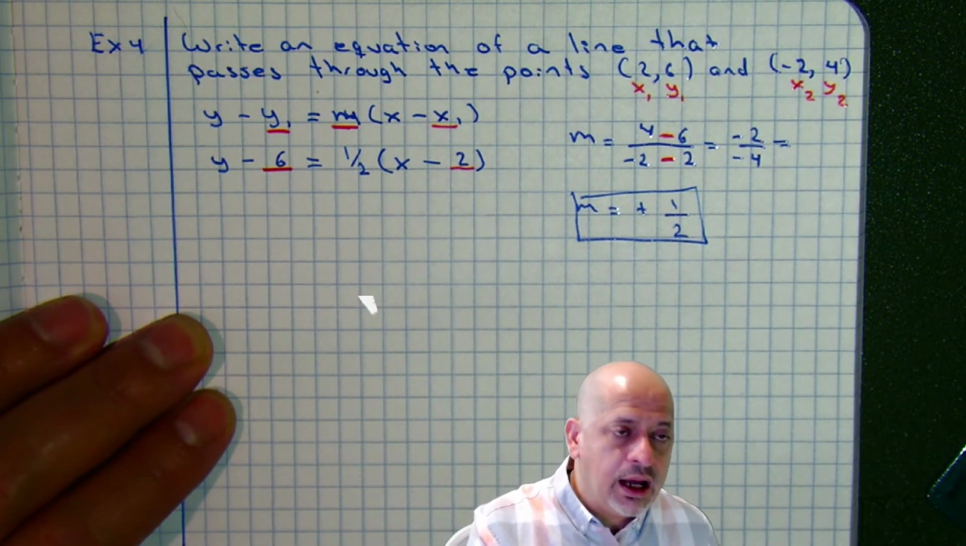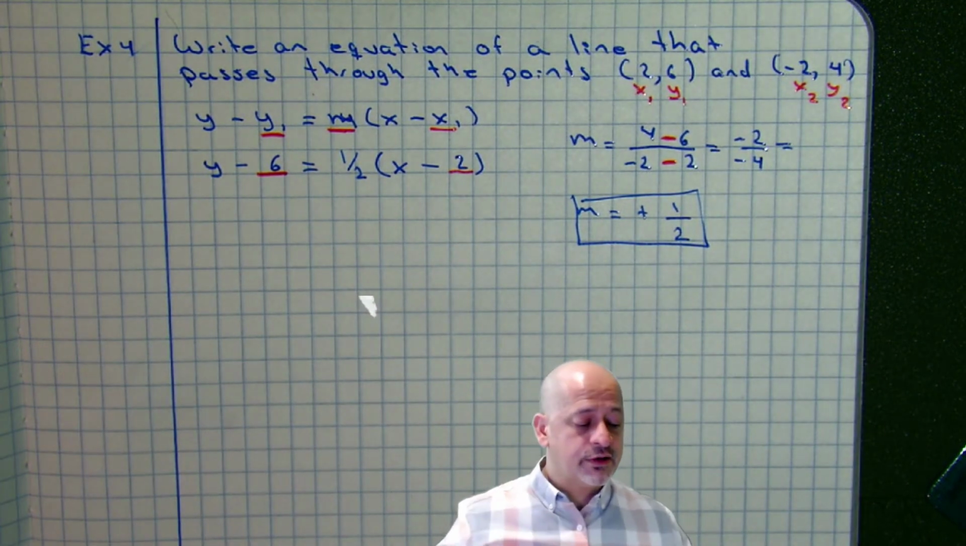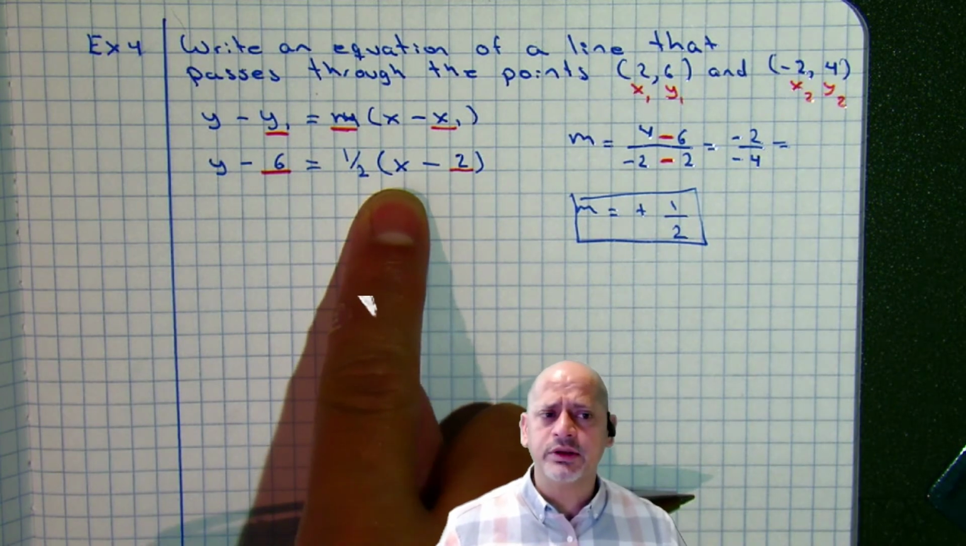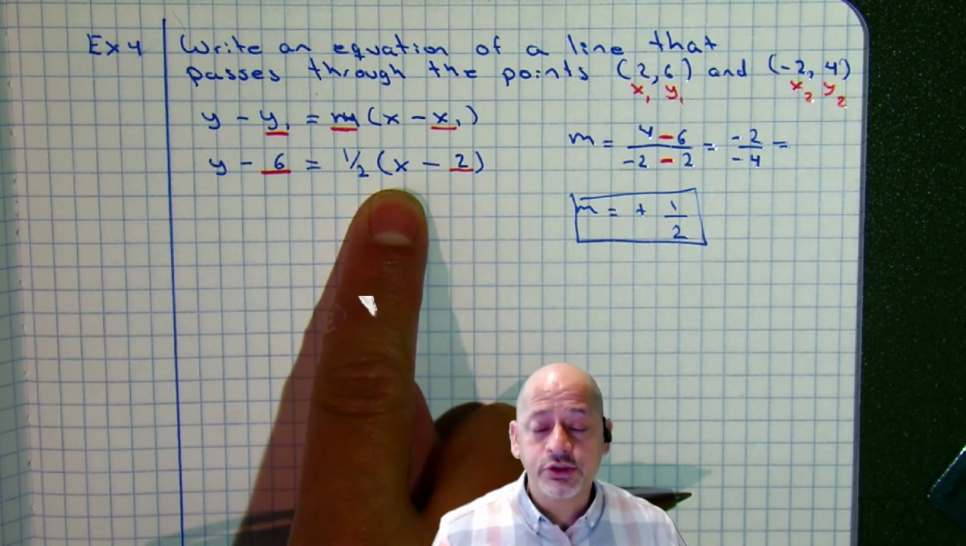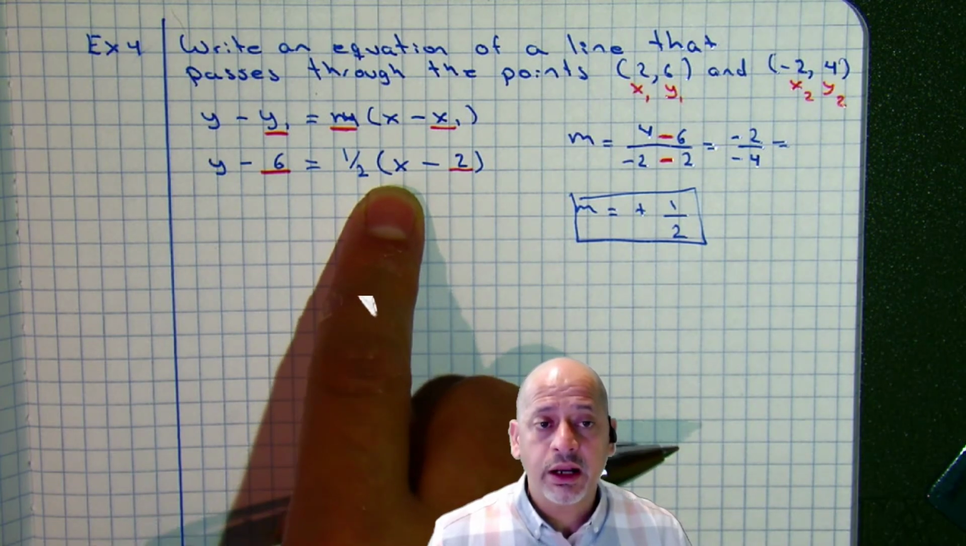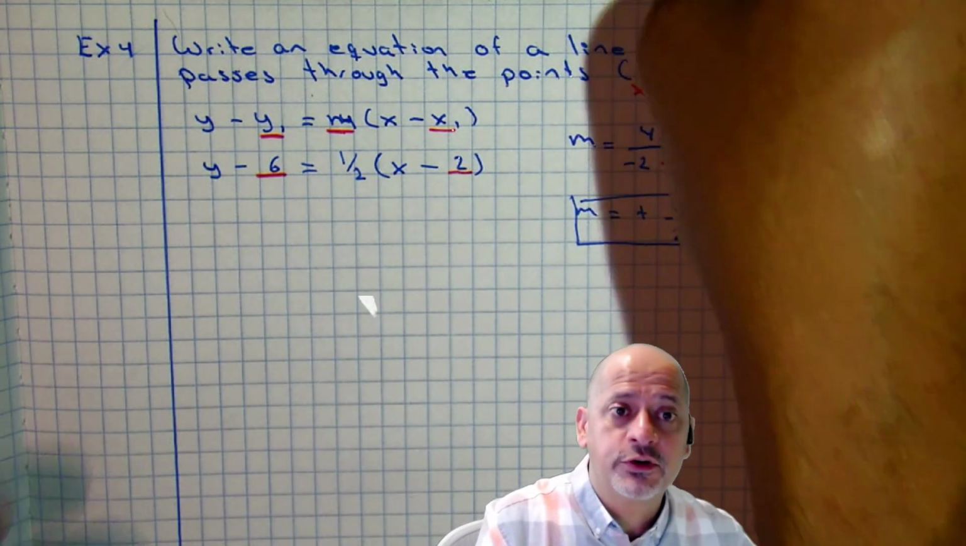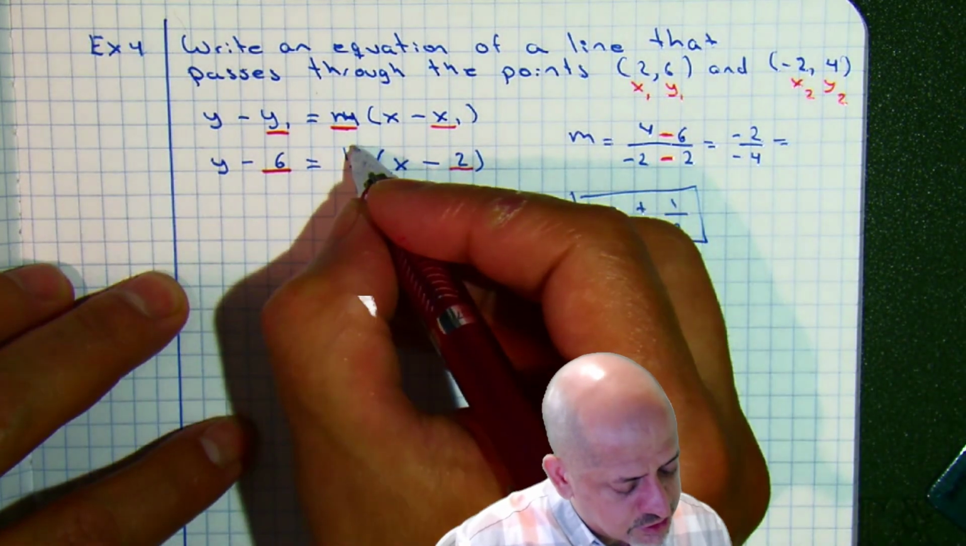And now I can finish the problem. Now this is not slope-intercept form, it's point-slope form. So this is in point-slope form, but we're going to rewrite it in slope-intercept form. Very quick process, 2-step process. What is the first step? Correct. Distributive property.